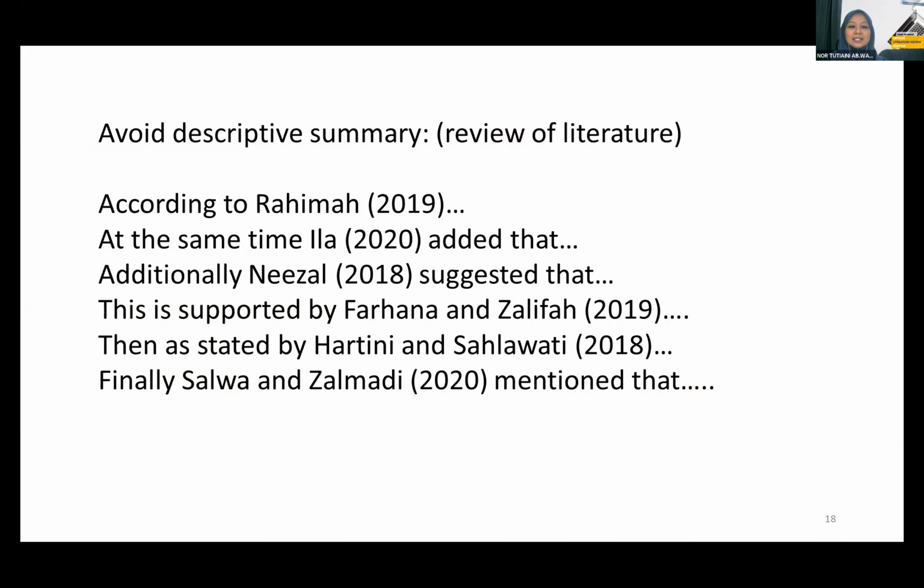Okay, so now let us go through how we actually write a critical literature review. First of all, this is a reminder: avoid a descriptive summary in your literature review. This is not a literature review; it is more or less a review of literature. We just review, restate, paraphrase. For example, according to Rahima, this and that. At the same time, Ila stated this and that. Additionally, Nizal suggested this and that. So that is a descriptive summary of the opinions or statements from previous authors. Please avoid this in your writing of the literature review.